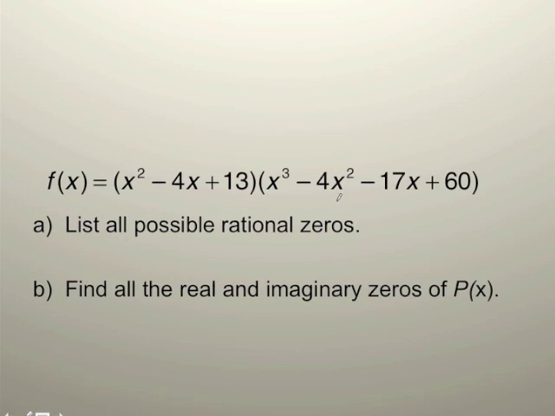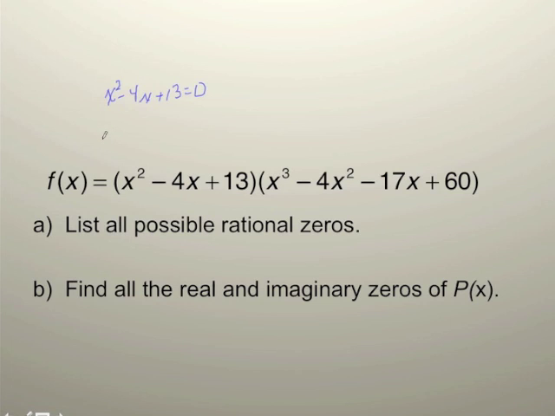Now this one's a little different. Basically, we're not going to multiply these together. We're going to do these separate. And since this one's already an x squared, I'm just going to go right to 0. x squared minus 4x plus 13 equals 0.